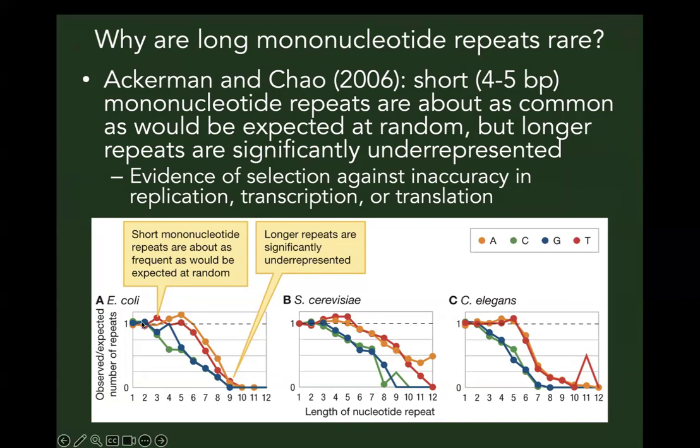Those are significantly underrepresented. So here you get a lot of five nucleotides in a row of repeats, but then beyond that, you get less and less. So you don't really ever get things that are more than 9 or 10 nucleotides repeated in E. coli. A little bit more likely to get it in larger things like yeast or nematodes, but you can still see that there's this pattern here that you don't get long repeats. The thought is that there may be evidence of selection against inaccuracy in replication, transcription, or translation that are caused by these repeated chunks.